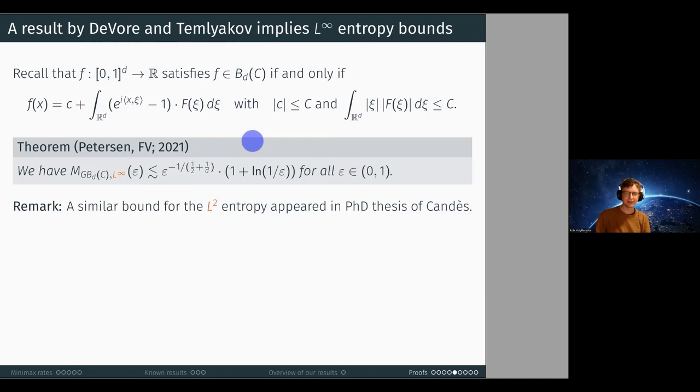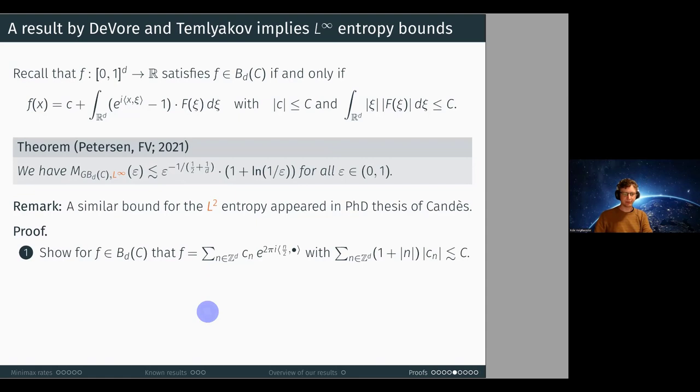So this is just to recall what the Barron class looks like. You basically take functions where the Fourier transform has one finite moment. And what we then showed is that the L infinity entropy bounds of this class of Barron functions is upper bounded by exactly this term times a log factor. And I should say, a similar bound for the L2 entropy appeared in the PhD thesis of Candès, but L2 is somewhat easier because this is a Fourier based definition. So it naturally is related to good L2 control, whereas getting L infinity control was more subtle.